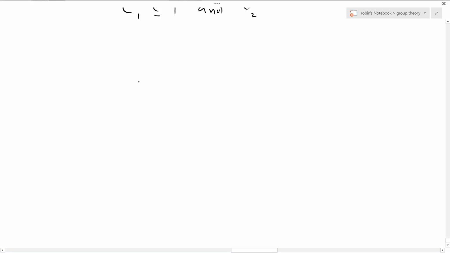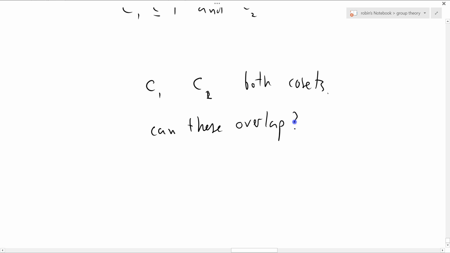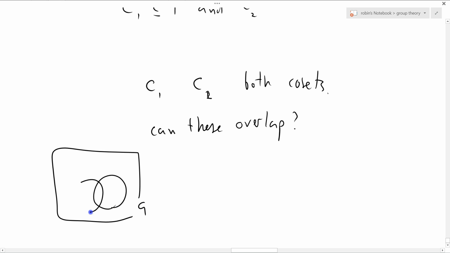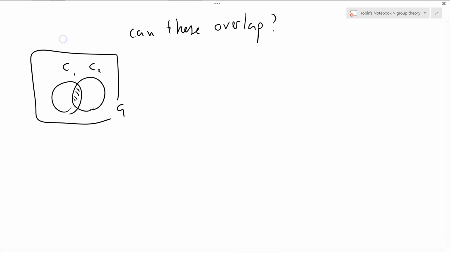Okay, so we've got a nice little result about cosets. Let's just suppose I've got two cosets, C1 and C2, both cosets. I'm going to wonder, can these overlap? Maybe, if I've got my set G here, maybe I can get this. There's coset 1 and there's coset 2, and they've got some kind of intersection here. Well, the answer to that is no, they can't.